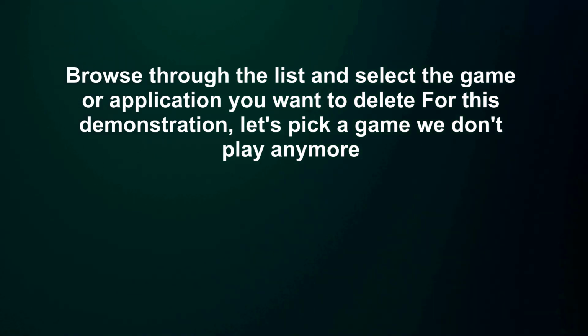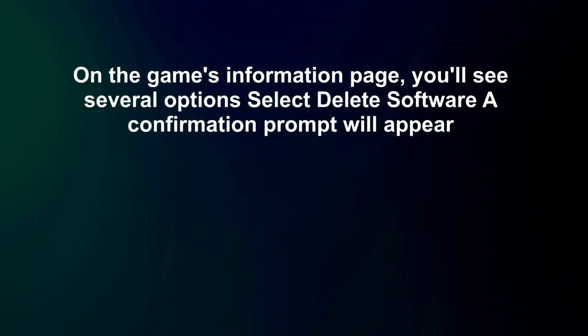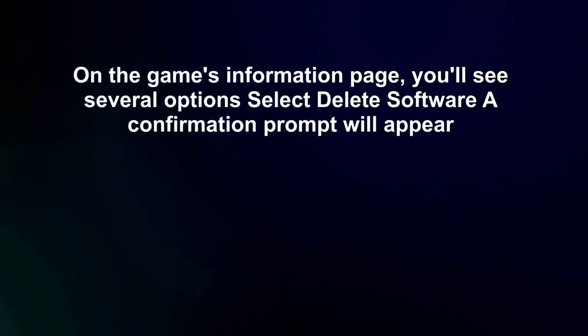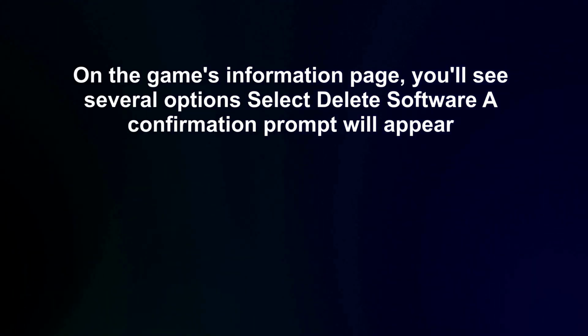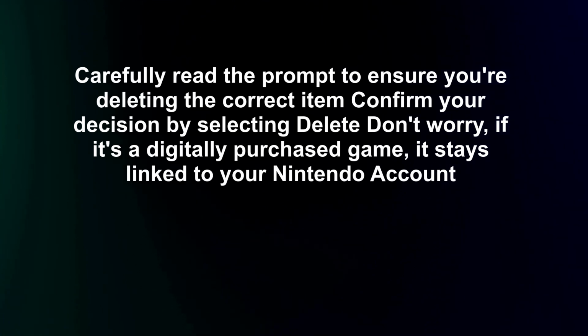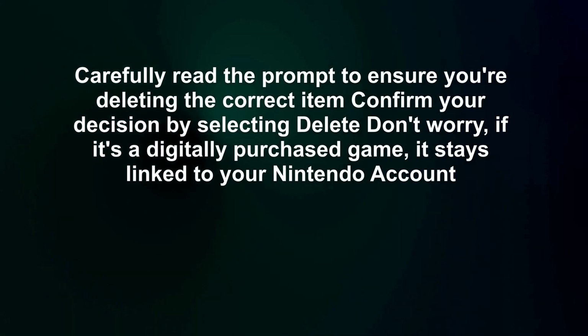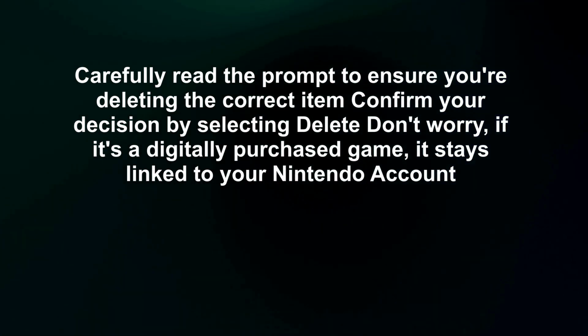Let's pick a game we don't play anymore. On the game's information page, you'll see several options. Select Delete Software. A confirmation prompt will appear. Carefully read the prompt to ensure you're deleting the correct item. Confirm your decision by selecting Delete.